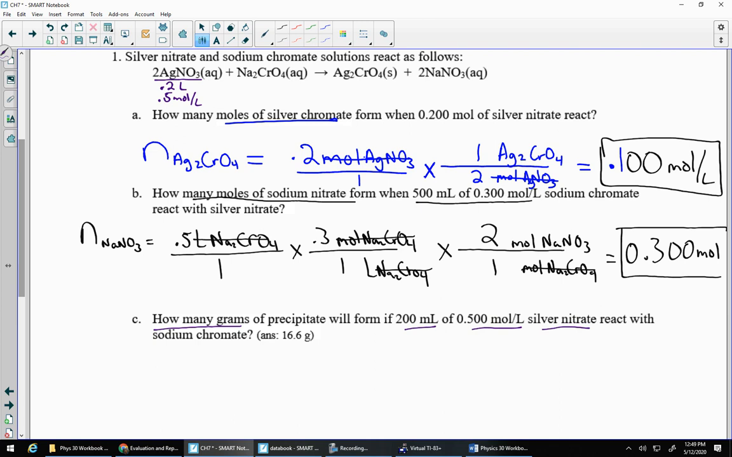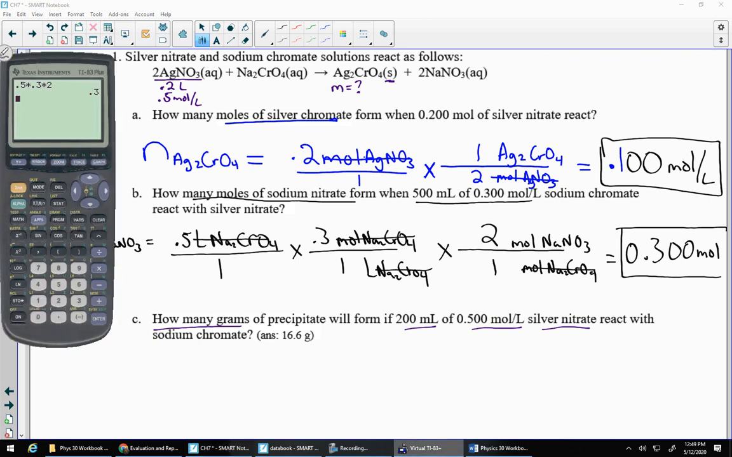So how many grams of precipitate will form? Well, what's the precipitate? The precipitate is the thing that comes out as a solid. So how many grams? Well, that's the mass. That's what I'm looking for right there. Now I know if I ever want to go from mass to moles or moles to mass, I need my molar mass. So I better get my calculator out, and I might as well go through and check out that molar mass right now.